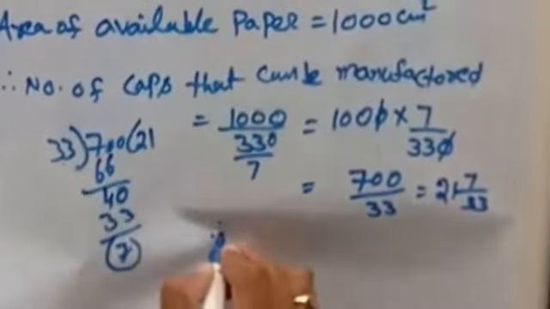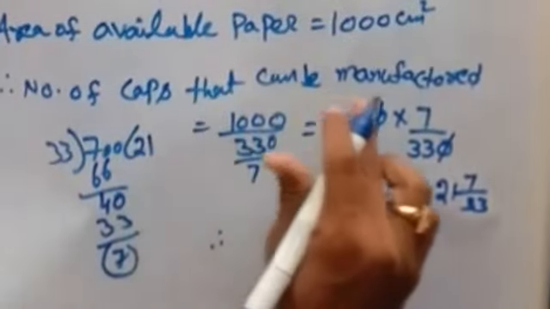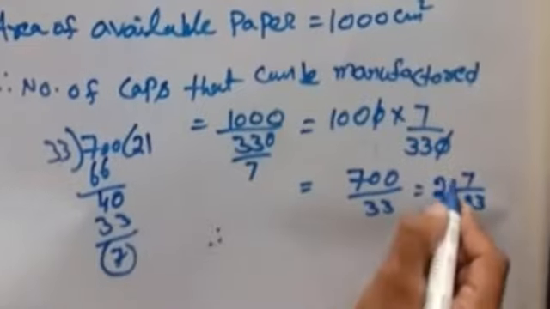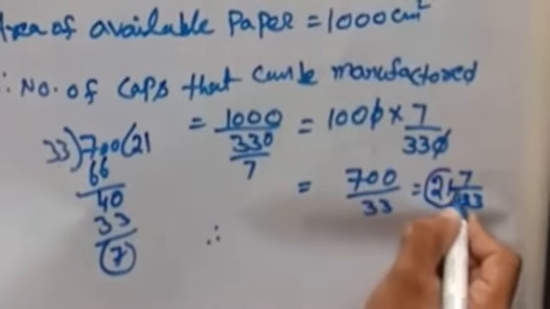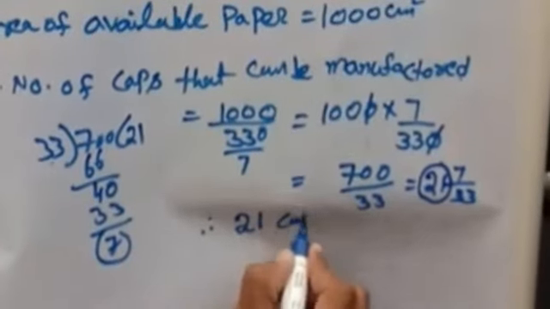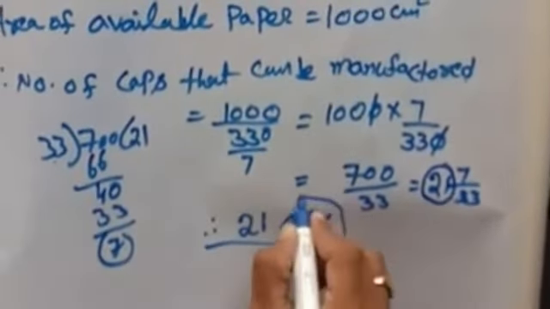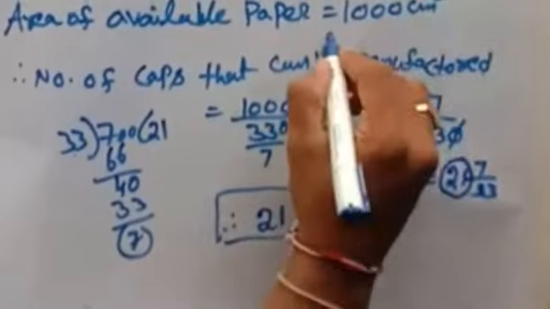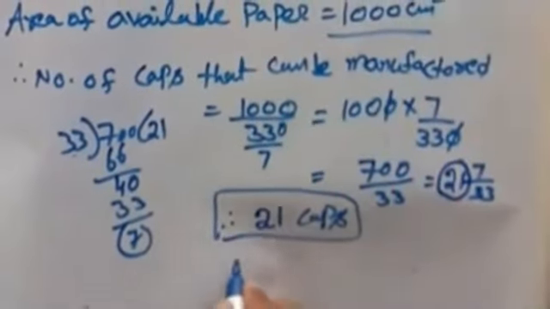Therefore, the number of caps that can be manufactured, taking only the whole part, is 21 caps from the 1000 paper sheet. Enough.